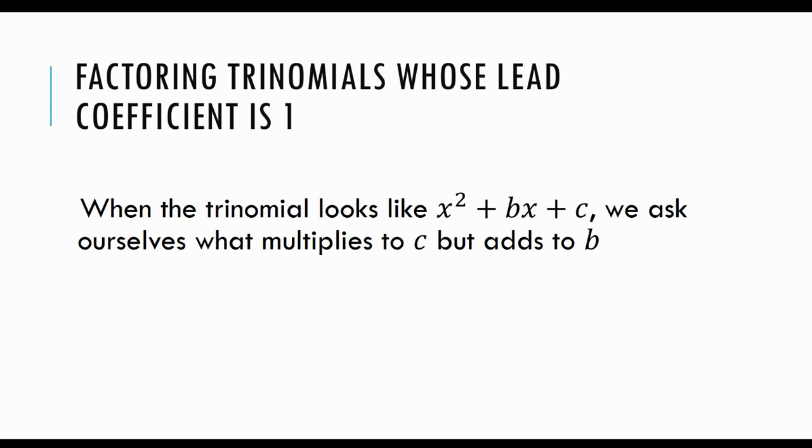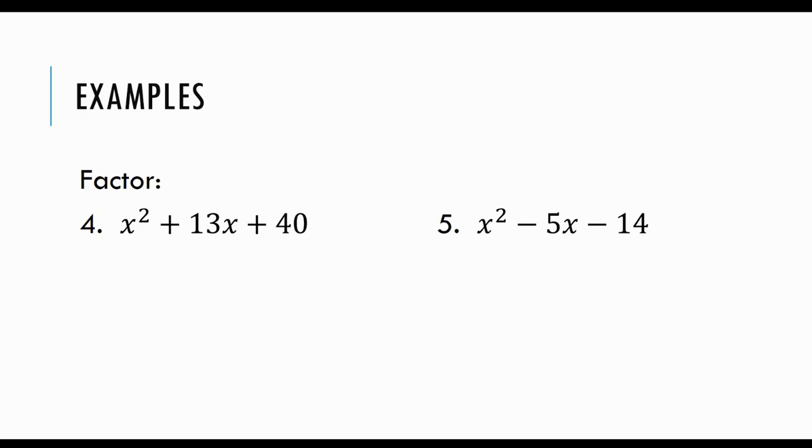The last concept that I want to look at is when we're starting with trinomials. So, factoring trinomials with the lead coefficient of 1. It looks like x squared plus bx plus c, where b and c are different numbers. We are asking ourselves what multiplies to c but adds to b.